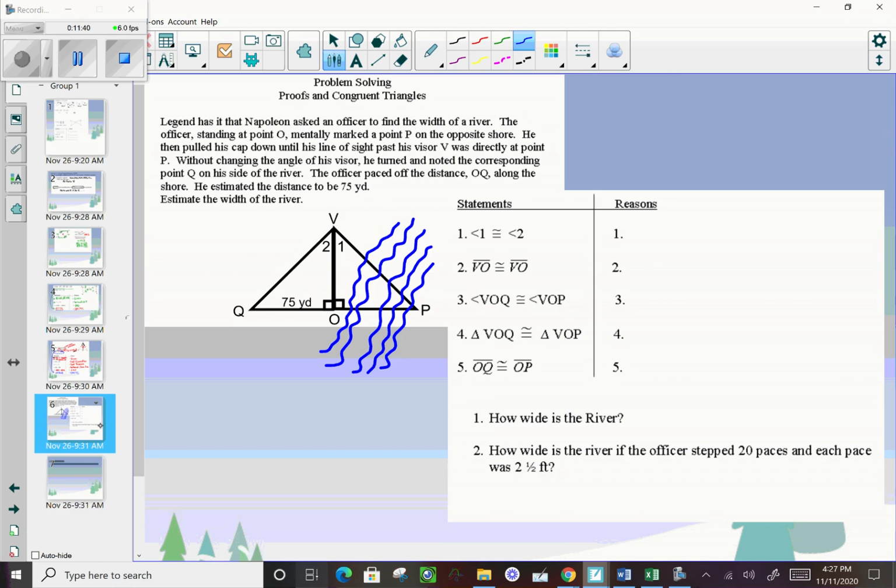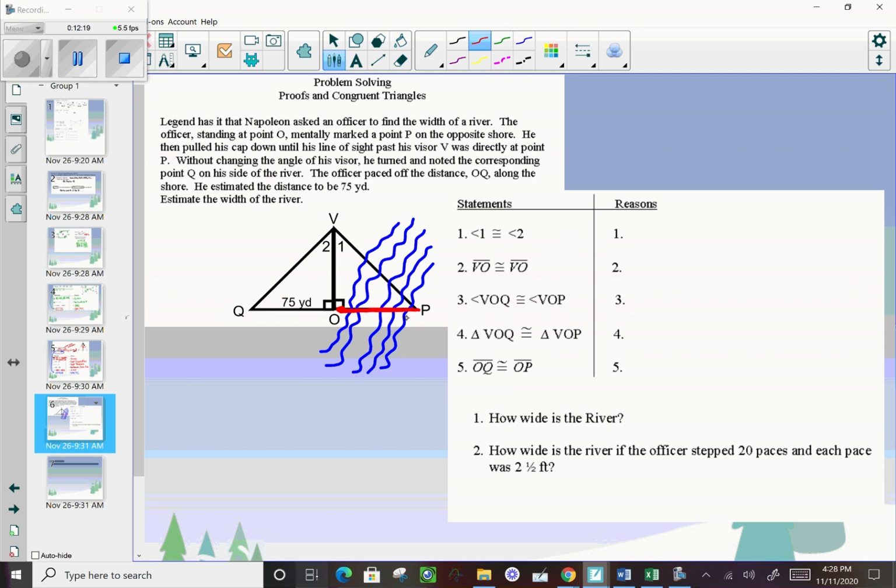All right, last one. Legend has it that Napoleon asked an officer to find the width of a river. The officer, standing at point O, mentally marked off a point P on the opposite shore. He then pulled his cap down until his line of sight past his visor V was directly at point P. Without changing the angle of his visor, he turned and noted the corresponding point Q on his side of the river. The officer paced off the distance OQ along the shore, and he estimated the distance to be 75 yards. We want to estimate the width of the river. So we are looking for, in this triangle, the width of the river. That's from O to P.